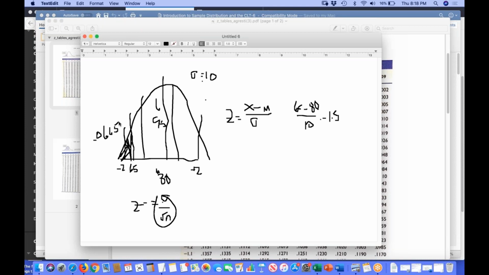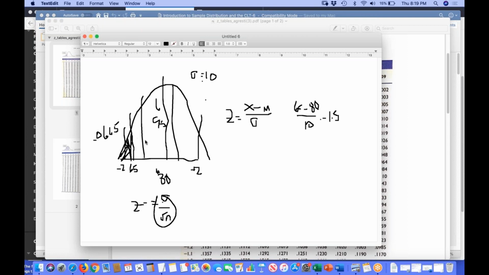What would you say? You do 100 minus... Exactly. It's what's left. In other words, if it's a proportion, it's 1 minus 0.0665. If it's a percentage, it's 100 minus 6.65, right? And you'd find the difference. It'd be approximately 93.35, right? So that would be the percentage above there.